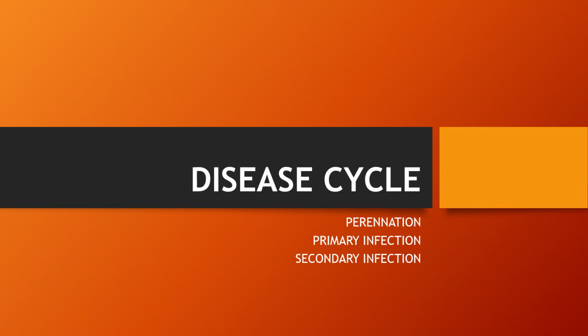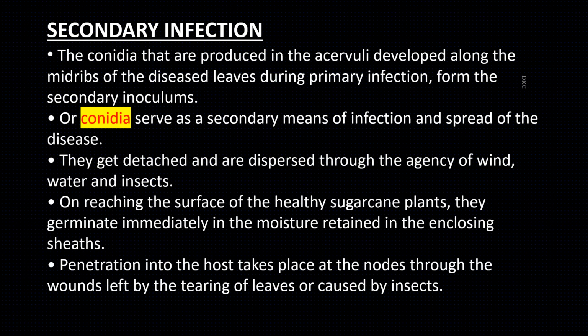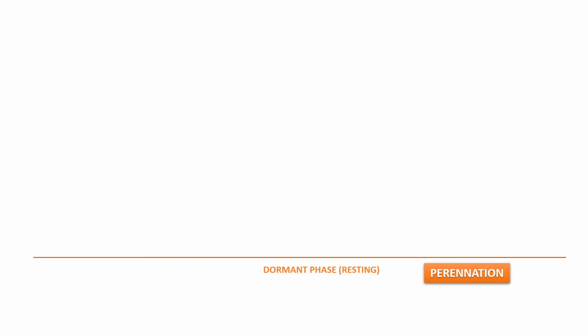Disease cycle, which occurs in three phases: perennation, primary infection, and secondary infection. Let us try to understand the disease cycle of red rot of sugarcane through a flowchart diagram. Coming to the first stage, that is perennation, which is the dormant phase or the resting phase of the causal organism. The causal organism lives from one growing season to the next on the debris of the diseased plants.